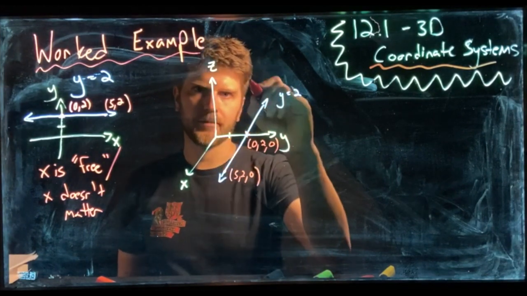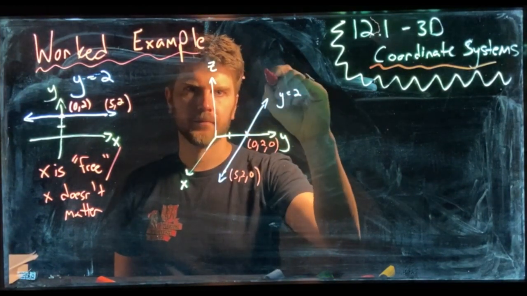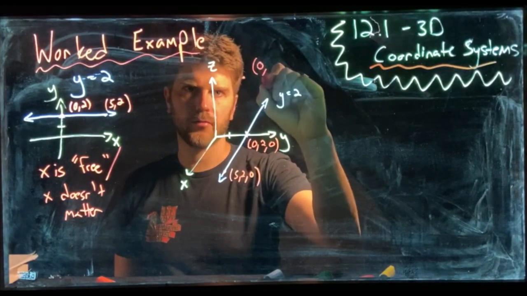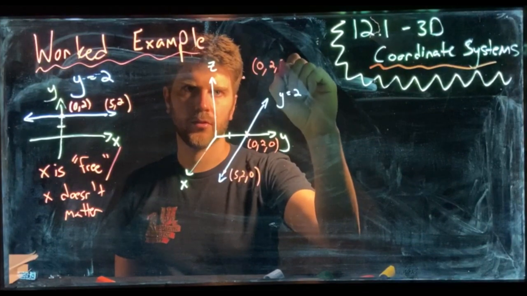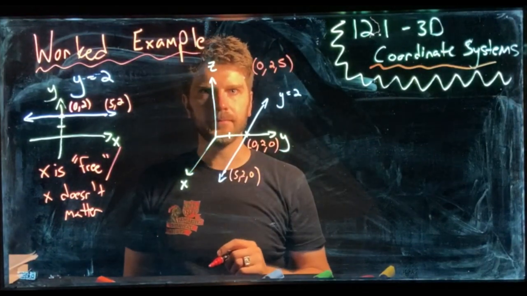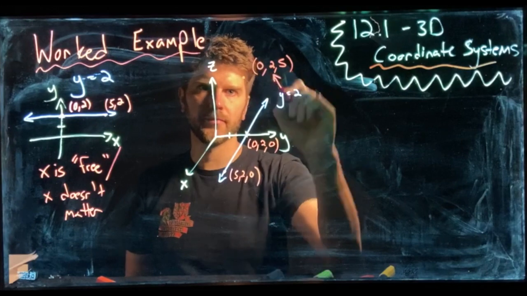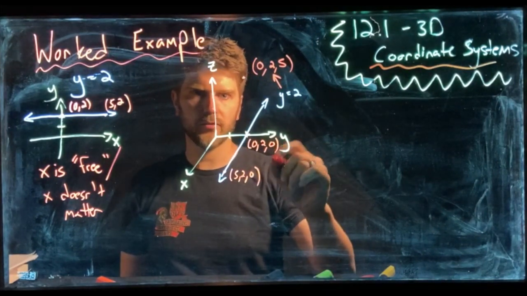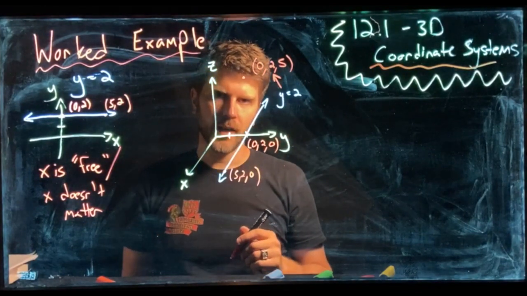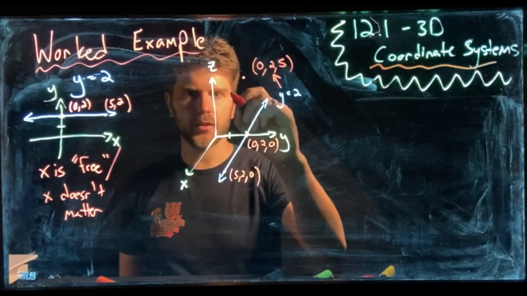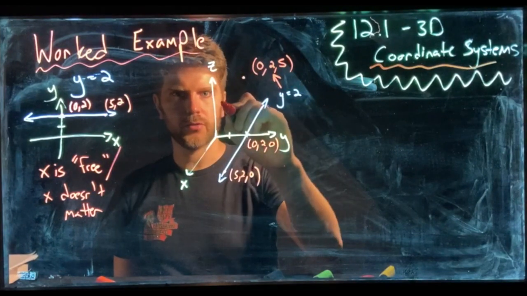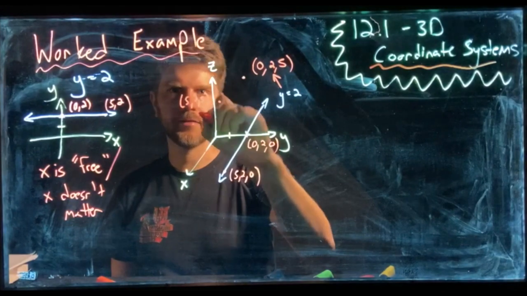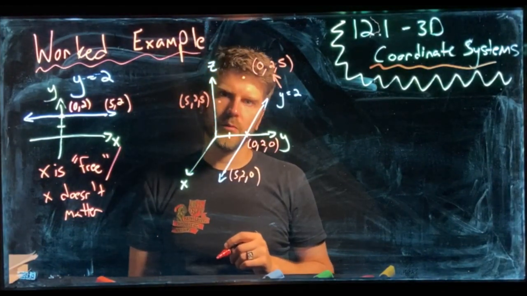But what about this point? What about this point? (0, 2, 5). Hey, y is also equal to 2. Or another point down here, right? I could come really anywhere else where y is equal to 2 and get the same value. I could come over here to (5, 2, 5). And y is still equal to 2.